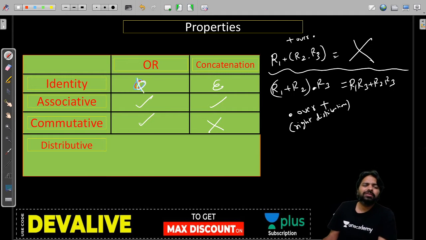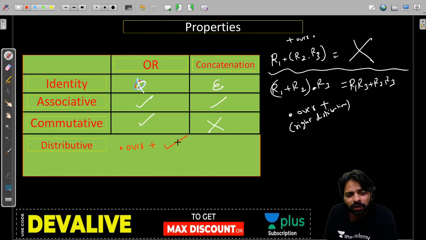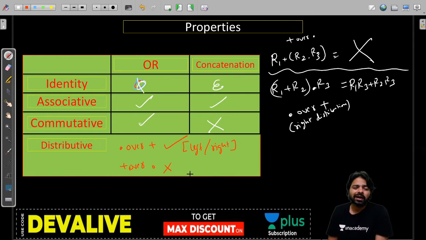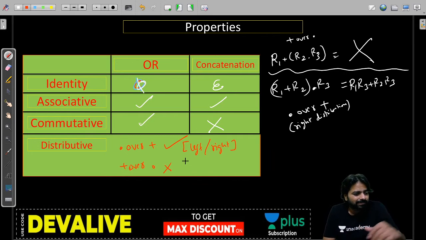So this is kind of distribution which will help for only one thing. Dot over plus is allowed. Dot over only plus is allowed. Plus over dot is not allowed. And dot over plus, both are allowed. Left or right distribution. You can distribute from left. You can distribute from right. Both are allowed. Dot over plus.